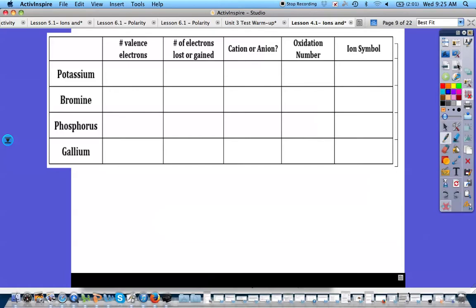So you have this chart. We're going to look at potassium. Potassium has one valence electron because it's in the 1A column. It is going to lose one valence electron. Please write lose, don't write -1. This is to try to help you not get confused. When we lose one valence electron, we're going to become positive and be a cation.